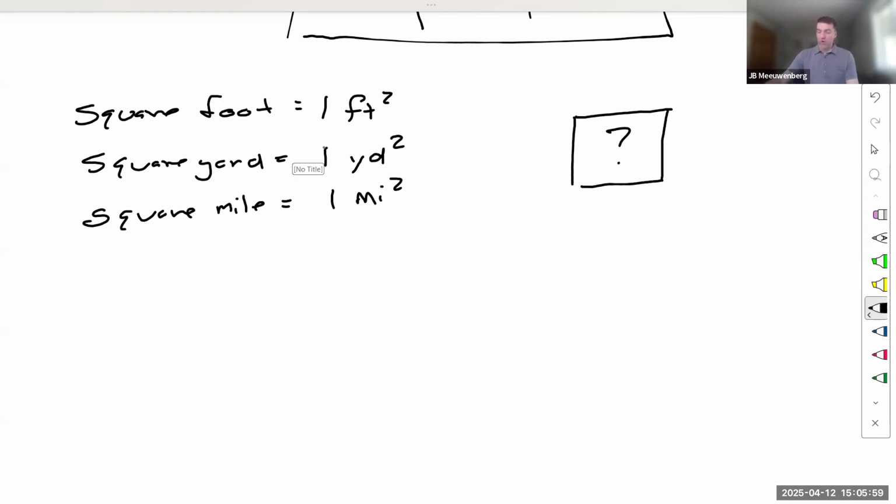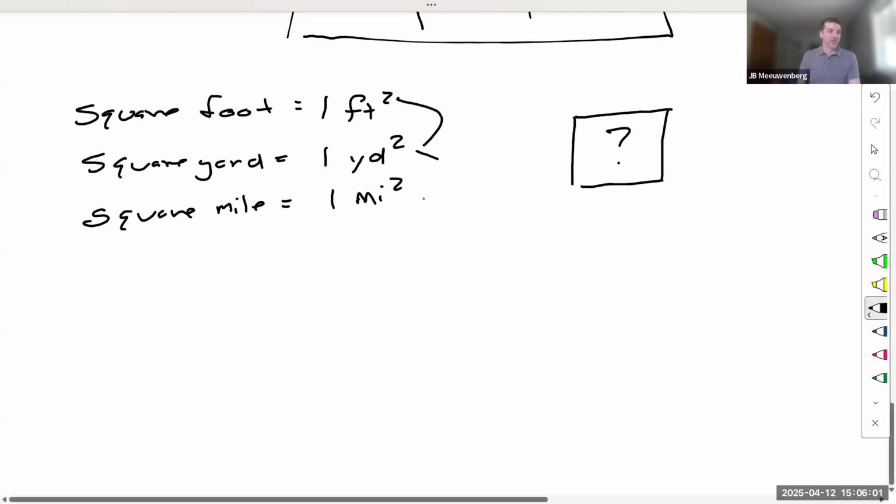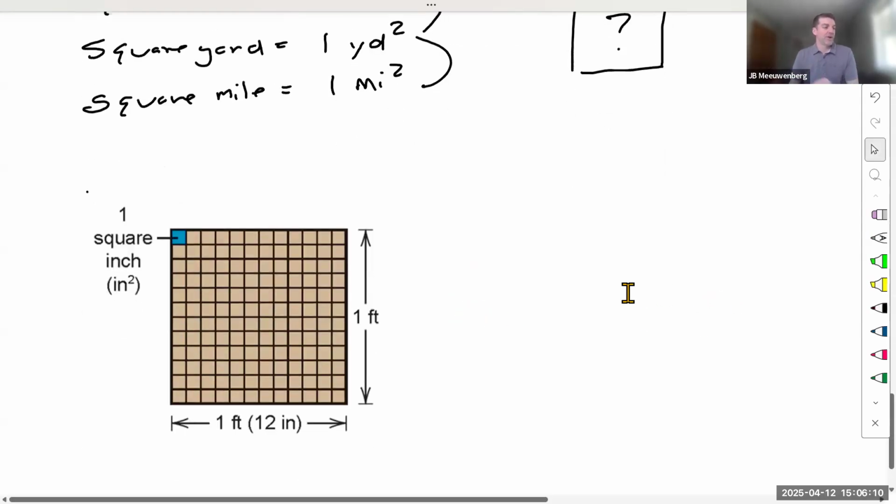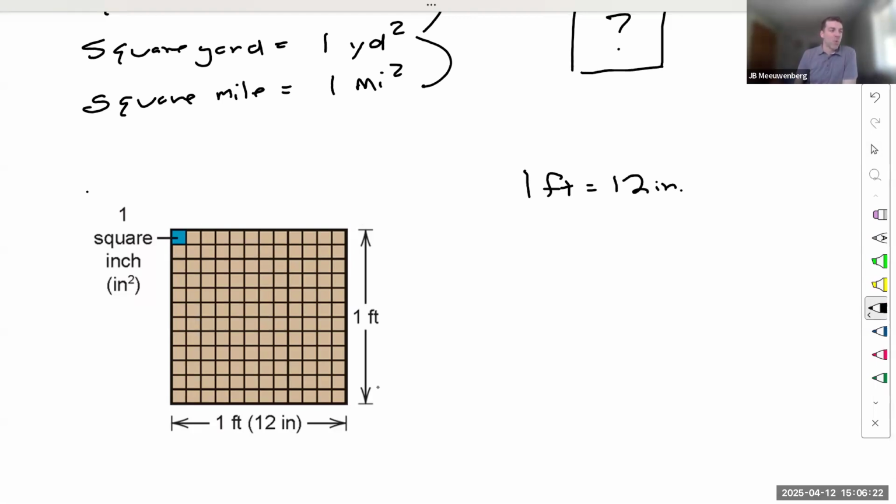Now, we can go between these types of measurements and say maybe we have a certain number of square feet and we want to know how many square inches that would be. So let's take a look at this diagram right here. So we know from before that 1 foot contains 12 inches. So if we plot out a square like this one that measures 1 foot by 1 foot, you can see that if we break it down into inches, there are 12 on each side. 1, 2, 3, 4, 5, 6, 7, 8, 9, 10, 11, 12. And each one of these units is 1 square inch.